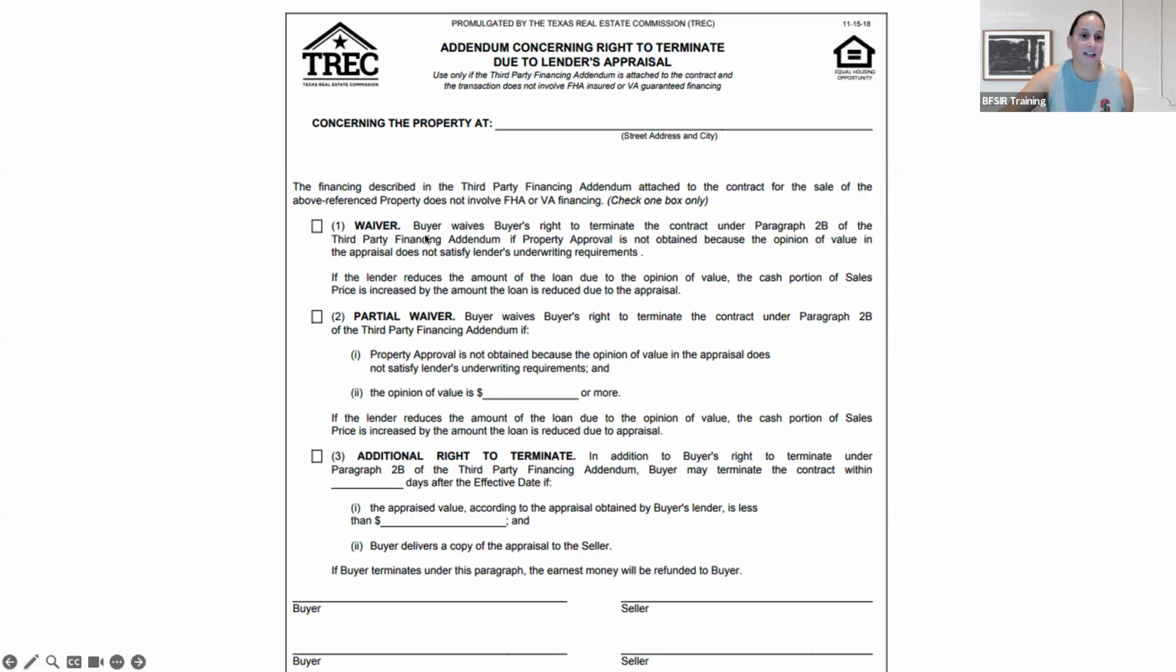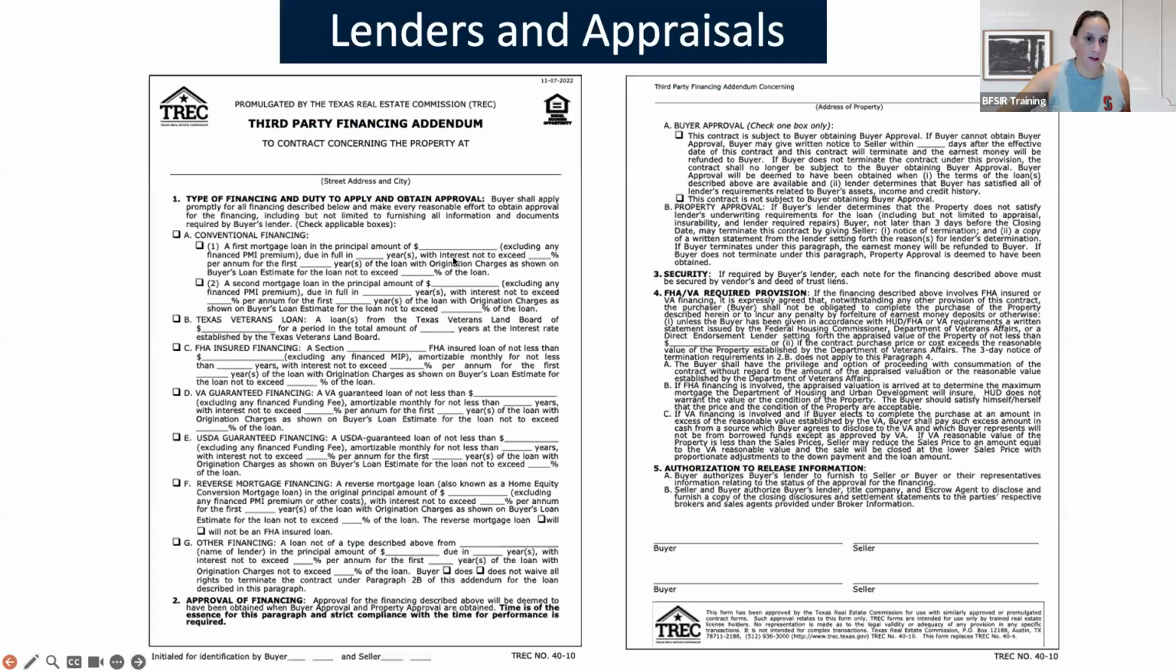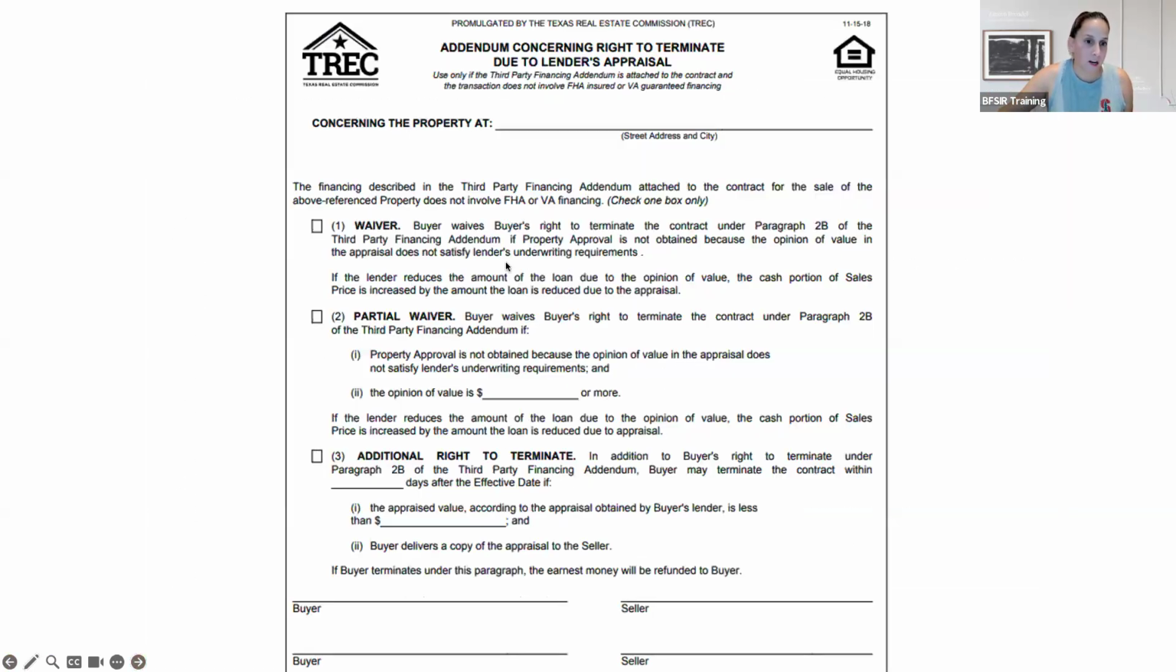So with conventional financing, if you put in a third-party financing addendum, the buyer has the right to terminate up to 3 days before closing if it doesn't appraise. So you want to say to the seller, we acknowledge there is a chance that this property might not appraise at this price point, and so we're going to waive our right to terminate due to the appraisal. And this is what that looks like. It's a full waiver. We don't care what it appraises for. We're bringing the cash and we're going to buy it. Or it's a partial waiver saying, as long as it appraises for this much, then we'll buy the property.